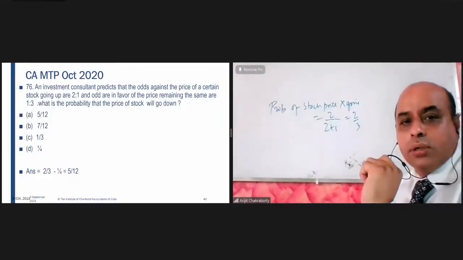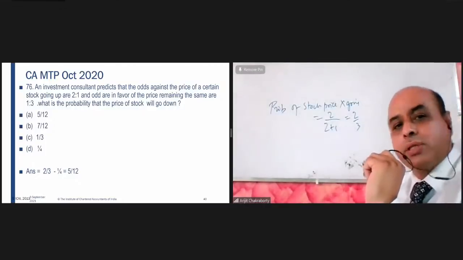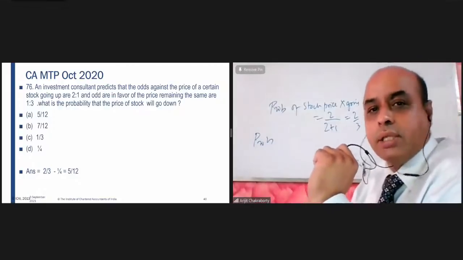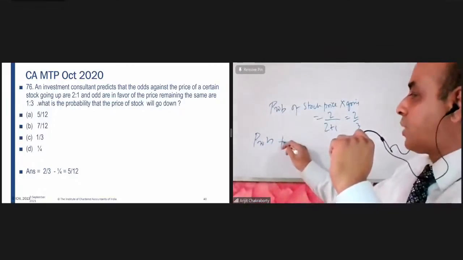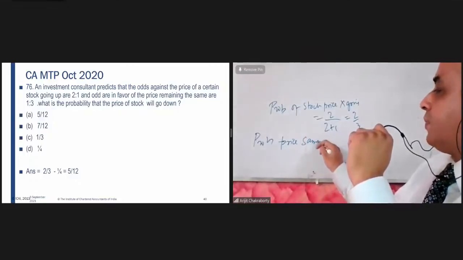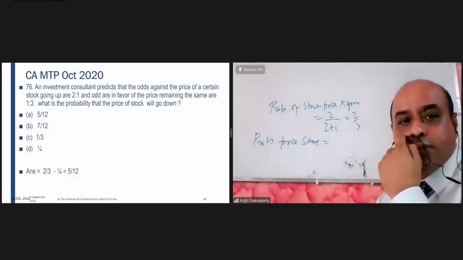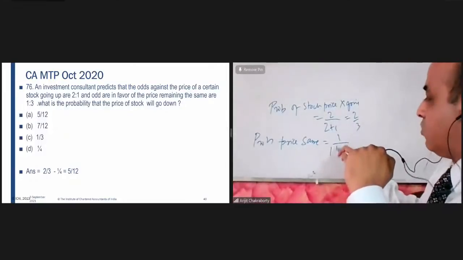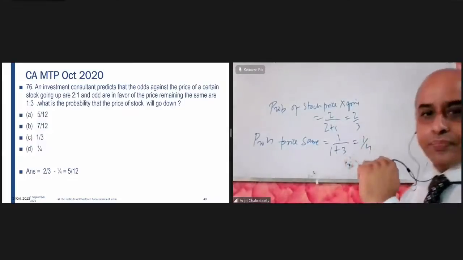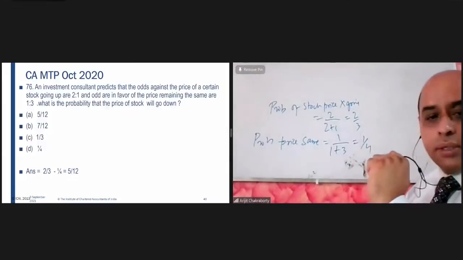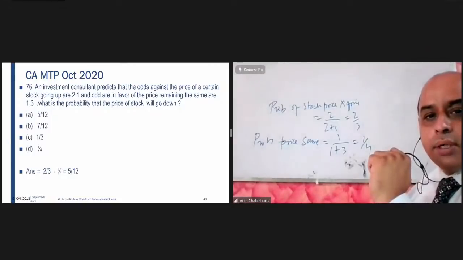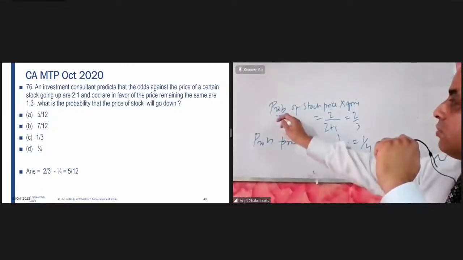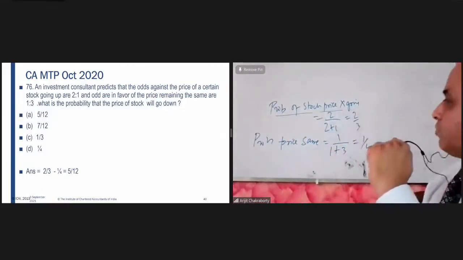And the odds in favor of the price remaining the same are 1/3. That means the probability that the price will remain the same is given by 1 divided by 1 plus 3, that is 1/4. So now the question is very simple. What is the probability that the price of the stock will go down? We know the probability of the stock price not going up is 2/3.